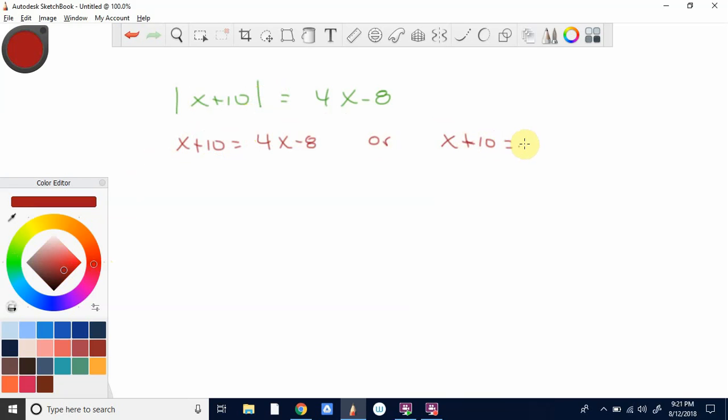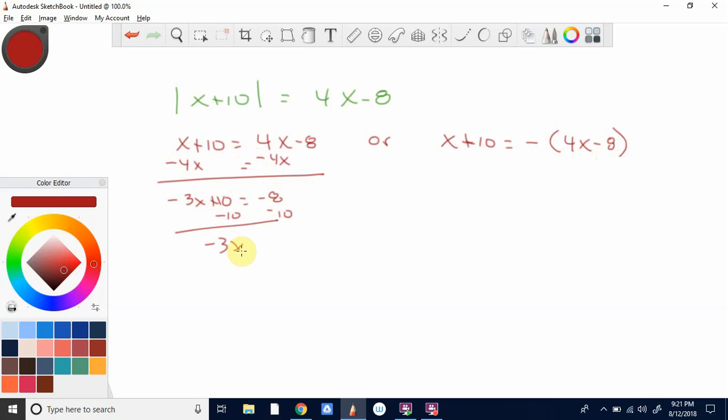Now you have two terms on the right side, so I'm going to put it in parentheses to remind me I want the opposite of the entire right side. So let's start over here. We're going to just use our properties of equation and we're going to solve, and we get negative 3x plus 10 equals negative 8. We're going to minus 10, we get negative 3x equals negative 18. We're going to divide both sides by negative 3, and we get x equals 6.